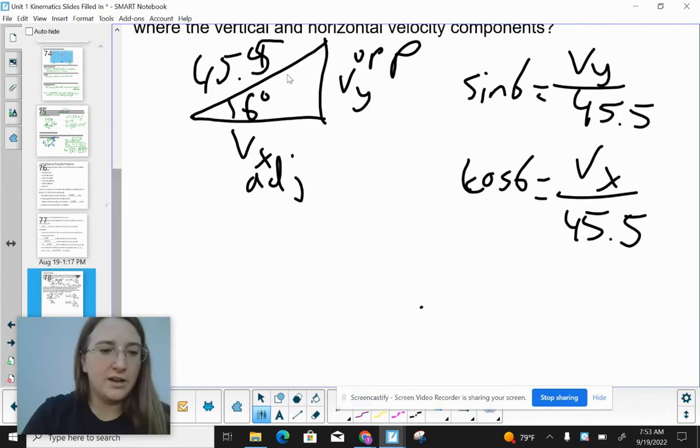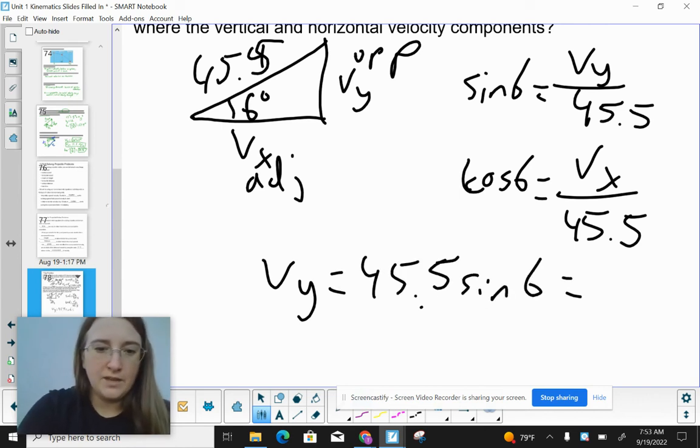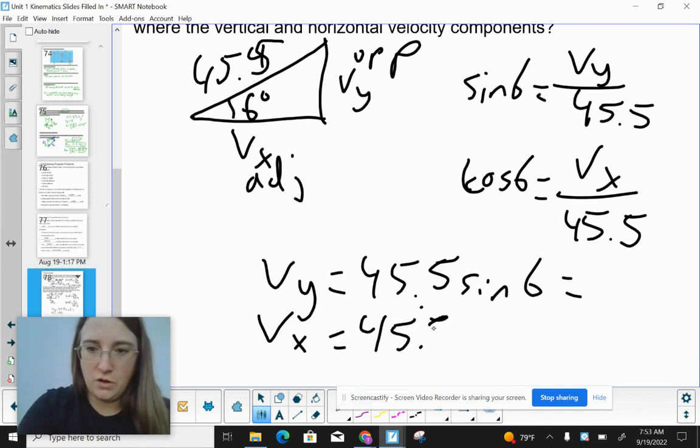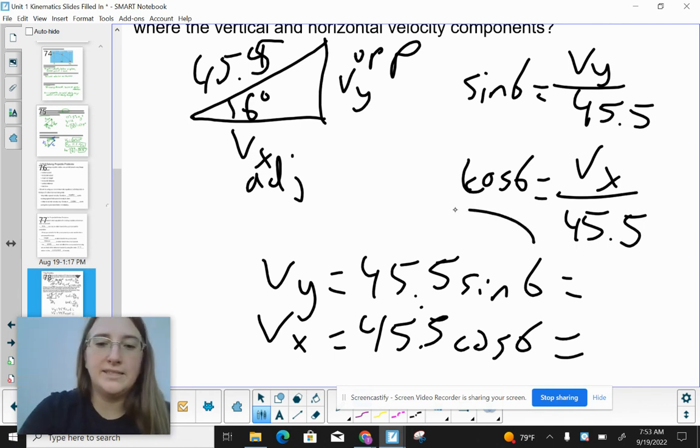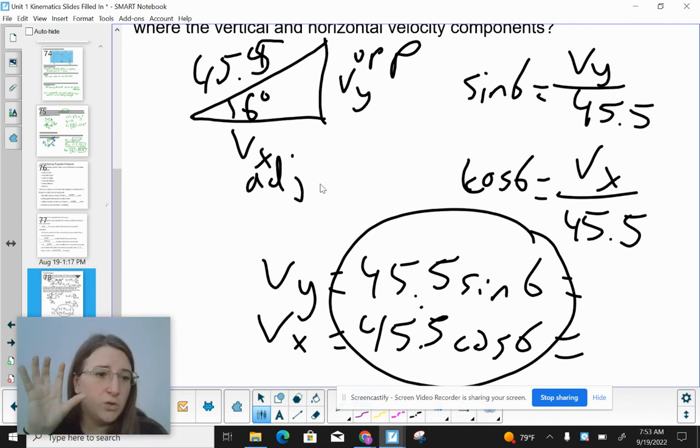So again, plugging this in the calculator, your Vy is going to be 45.5 sine 6, whatever that is, and your Vx is 45.5 cosine 6. This is going to be a very, very common setup here. We'll talk about that later. But again, plug those in the calculators. That's whatever you get. Okay, we're going to continue more with this in class. Just wanted to do a little bit more trig practice because a couple of us are still struggling with it. And then going over those first couple of blanks.